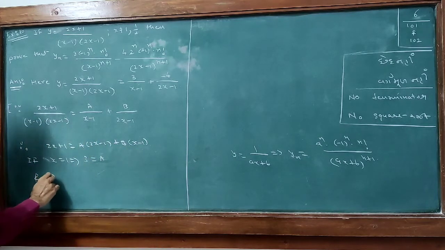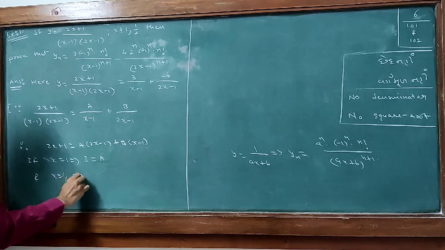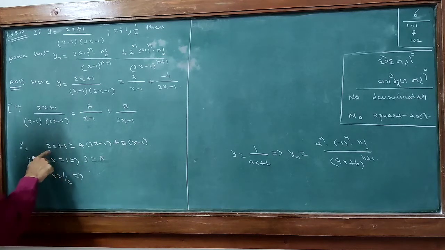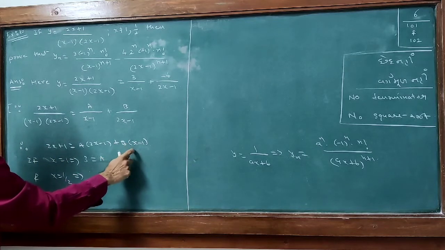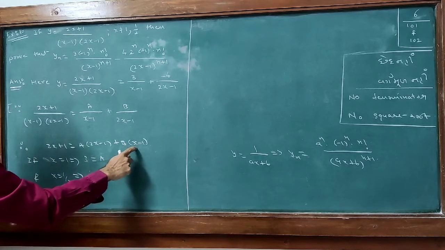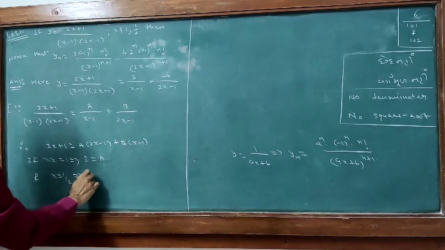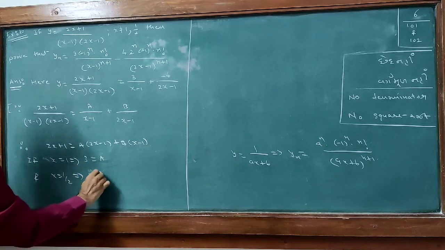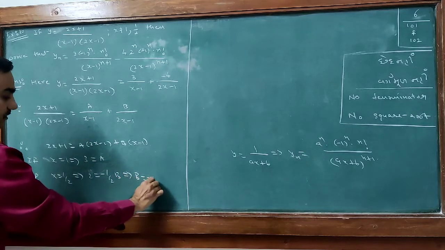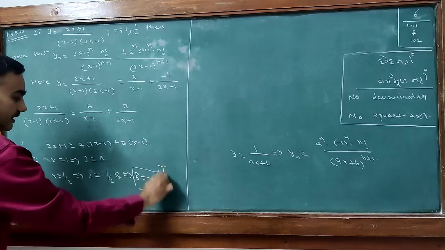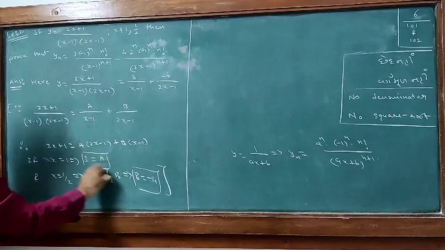And x is 1 by 2, this is 1 plus 1 means it is 2, and 1 by 2 means minus 1 by 2, and therefore 2 equal to minus 1 by 2 b implies b is equal to minus 4. And so we get the value of a and b.